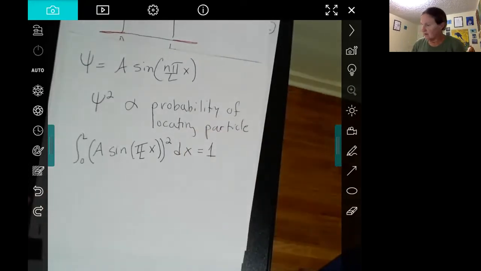So I am going to do that integral on Mathematica, just so we start getting used to that. So I'm going to bring up Mathematica. And I'm going to stop the share because I don't think it goes straight to the other screen.